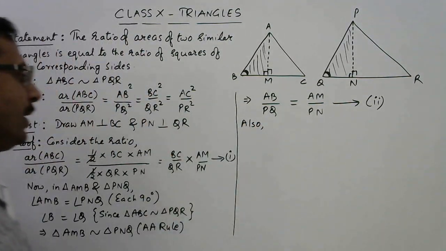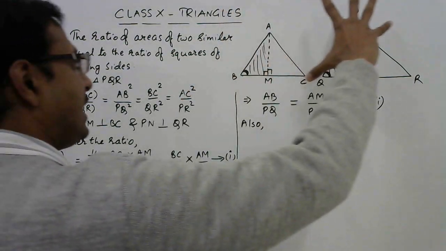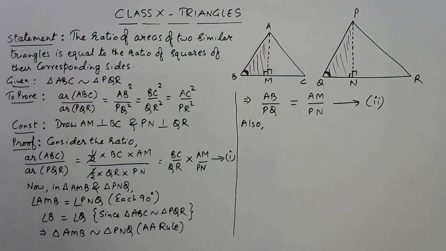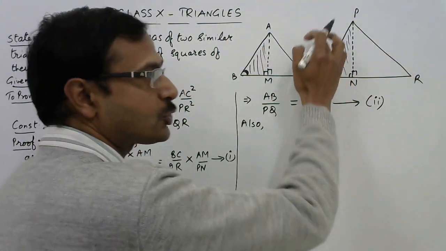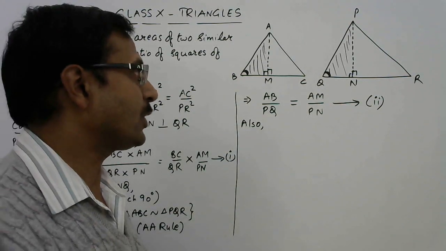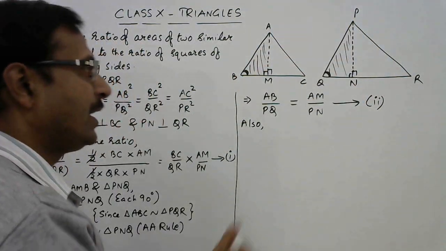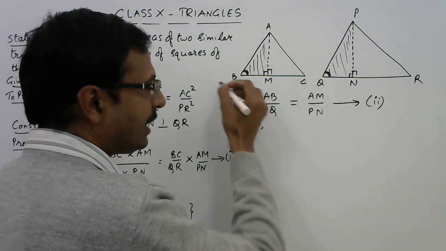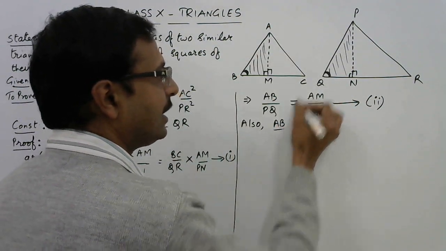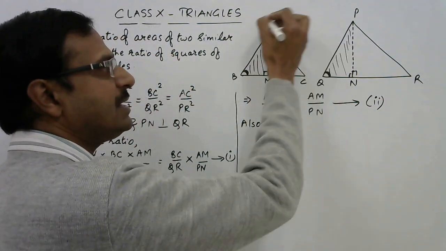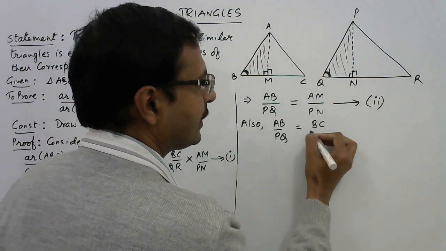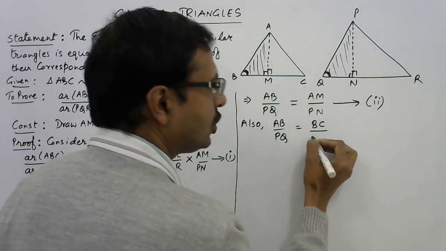Also, now see, the larger triangles ABC and PQR, they are already given as similar, and whenever two triangles are given as similar, then their corresponding sides are also proportional. So now I am taking the corresponding sides of ABC and PQR. In triangle ABC, if you take AB, then in triangle PQR you have to take PQ. In triangle ABC, if you take BC, then in triangle PQR you have to take QR.